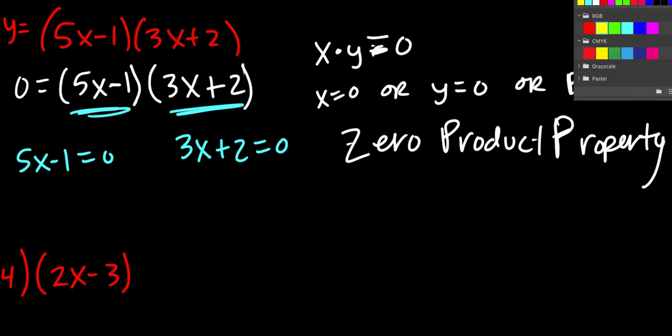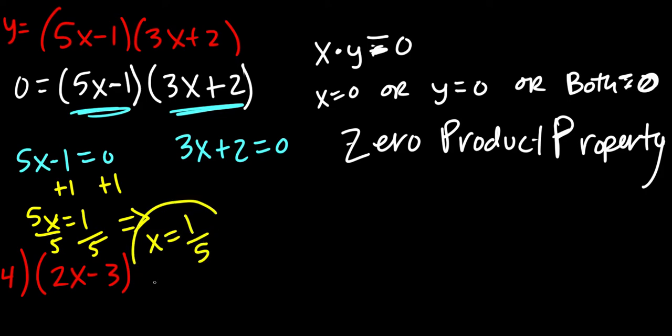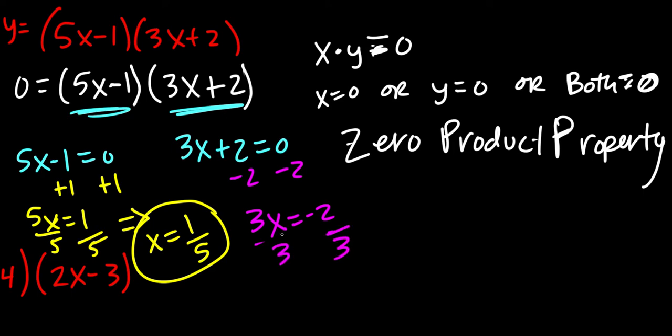Then from here we just do basic algebra. We add 1, get 5x equals 1, and then divide by 5, which means x equals 1/5. Then we'll solve the other one as well. We subtract 2, we get 3x equals negative 2, divide by 3, and x equals negative 2/3.